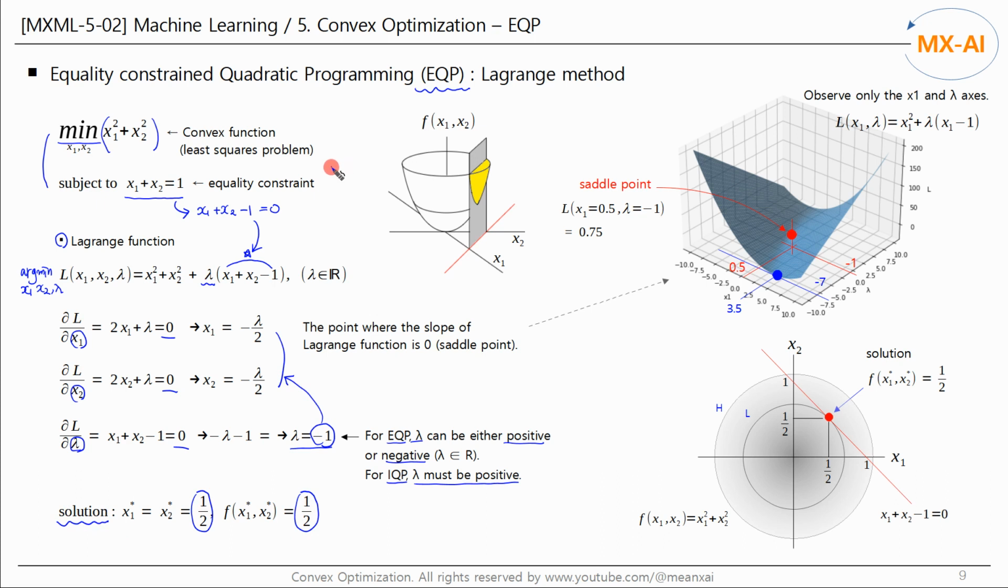Let's solve this problem graphically. As seen in the previous video, the objective function is a paraboloid like this, and the constraint is a red straight line passing through 1, 0 and 0, 1. And this gray plane is the feasible region. Then this point becomes the optimal solution. The coordinates of this point are 1/2, 1/2. And the value of the function f at this point is also 1/2.